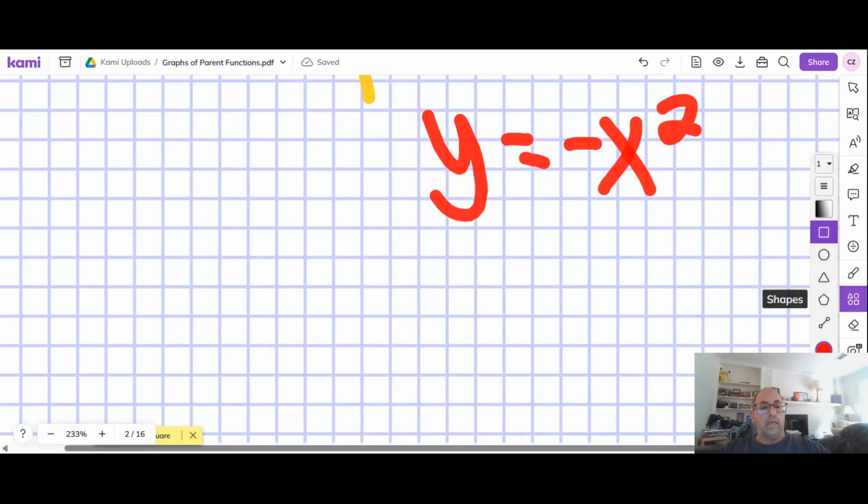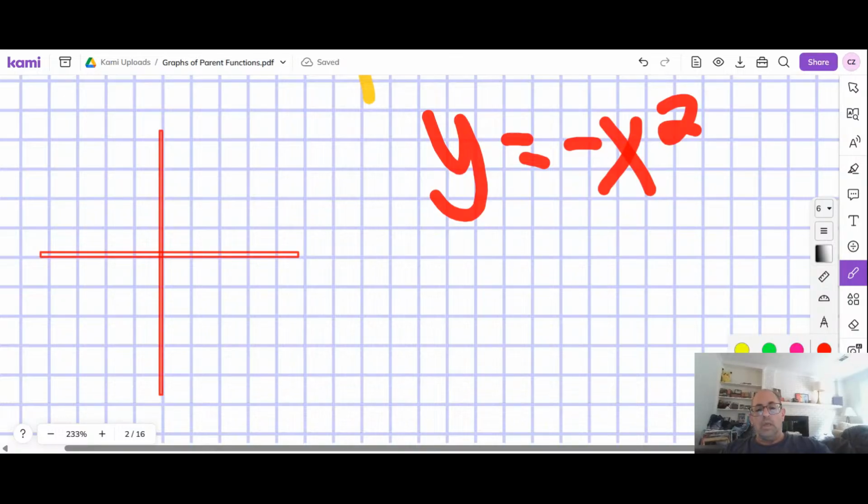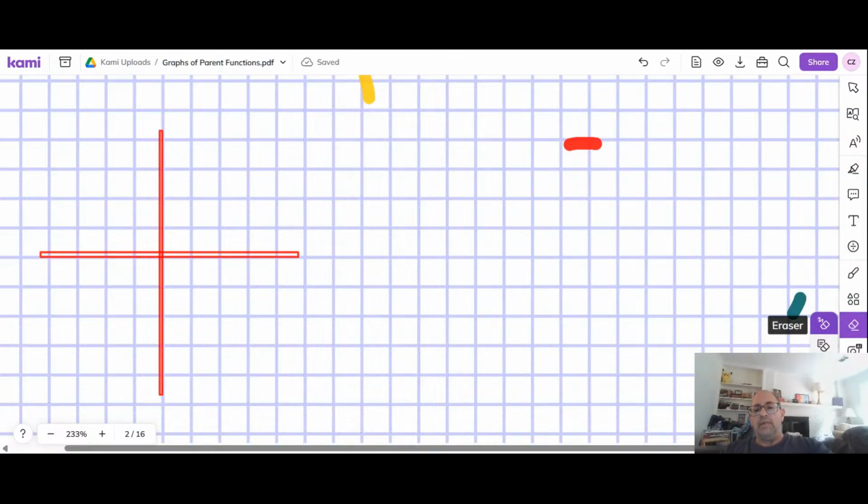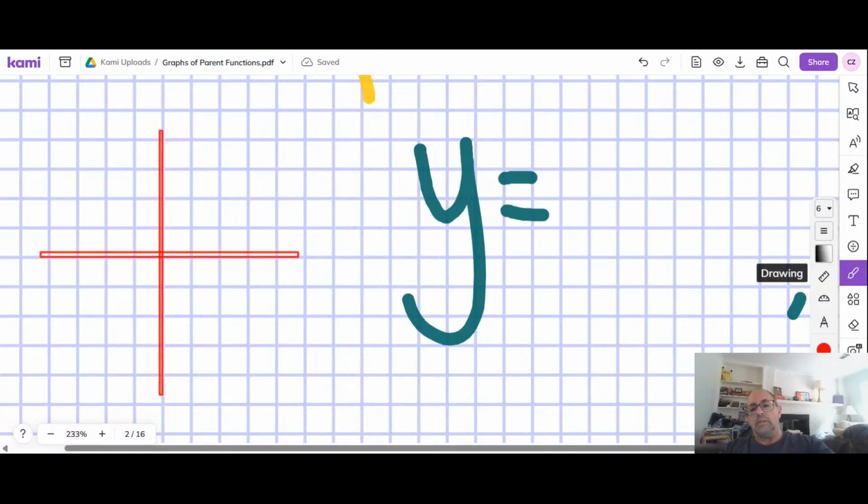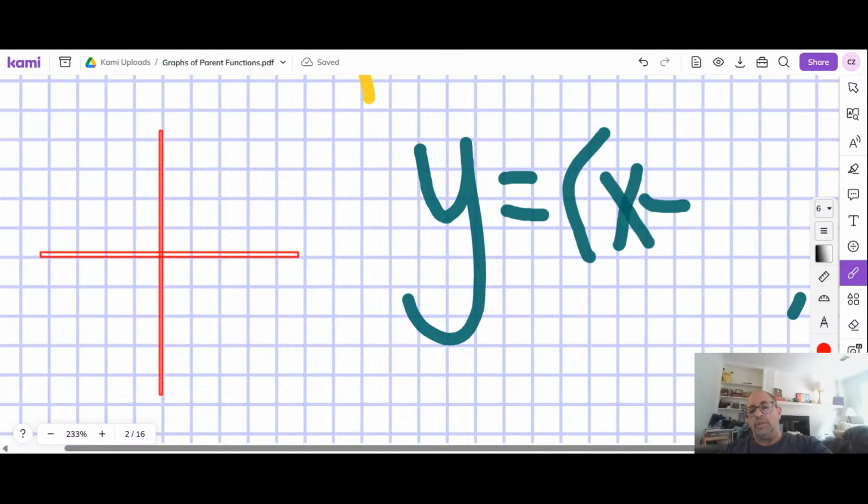Now, let's clear and take a look at how to move it left to right. How do you move it left to right? So, in order to move any function left and right, you must move the 0.